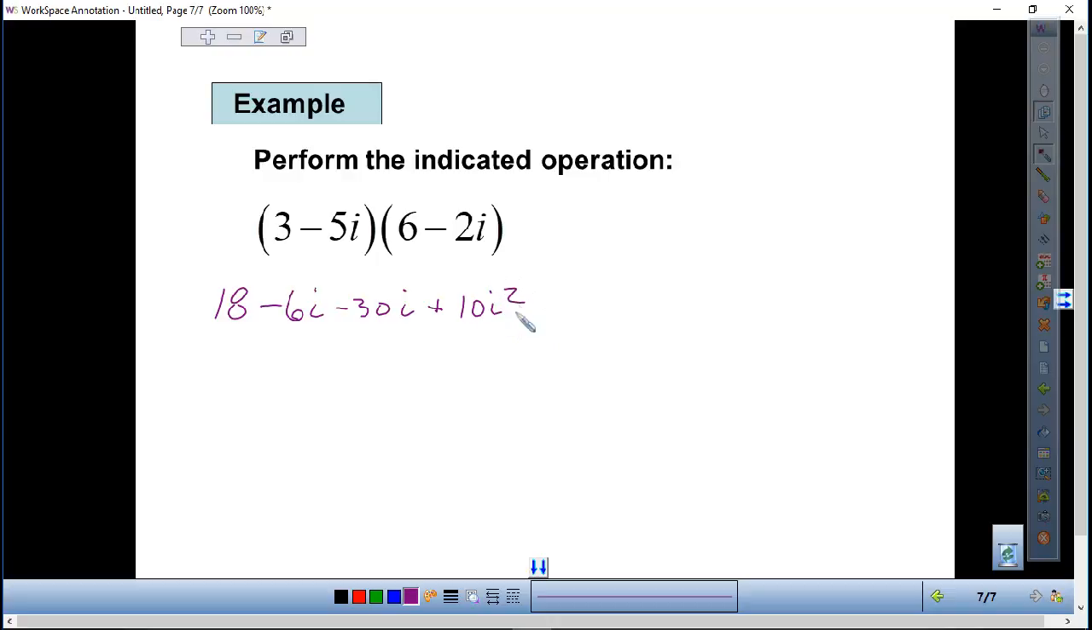Now remember, i squared is negative 1, so that's going to become a negative 10. So 18 minus 6i minus 30i minus 10. So 18 minus 10 gives me 8. Negative 6i minus 30 more i gives me minus 36i.